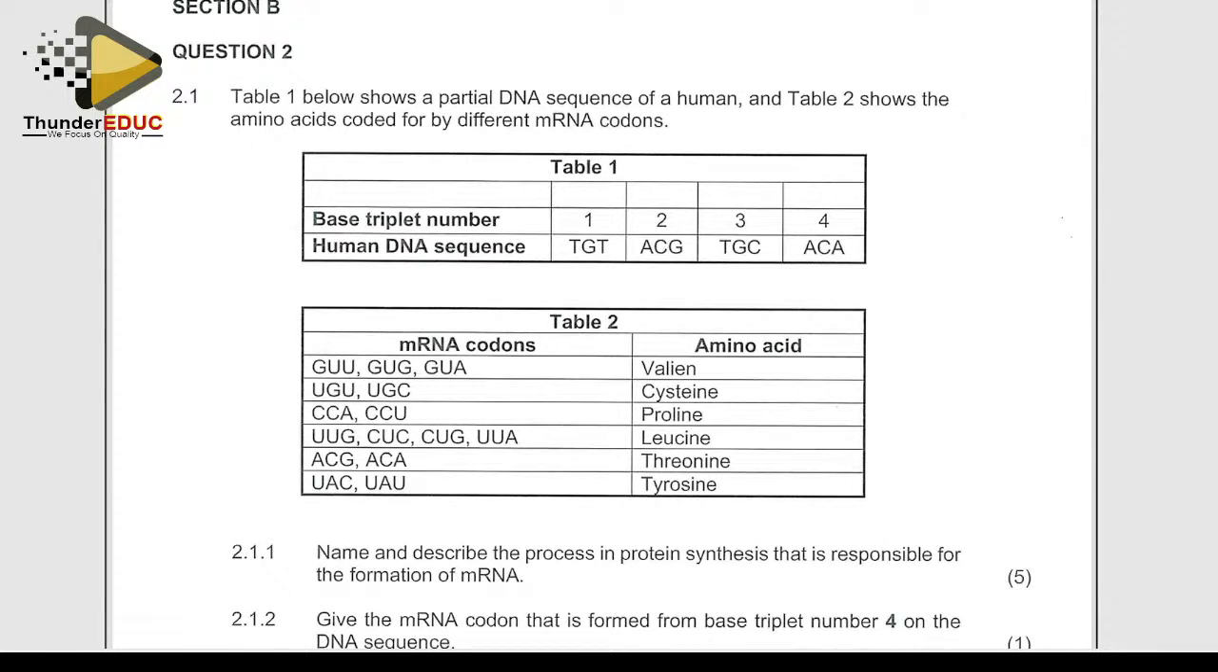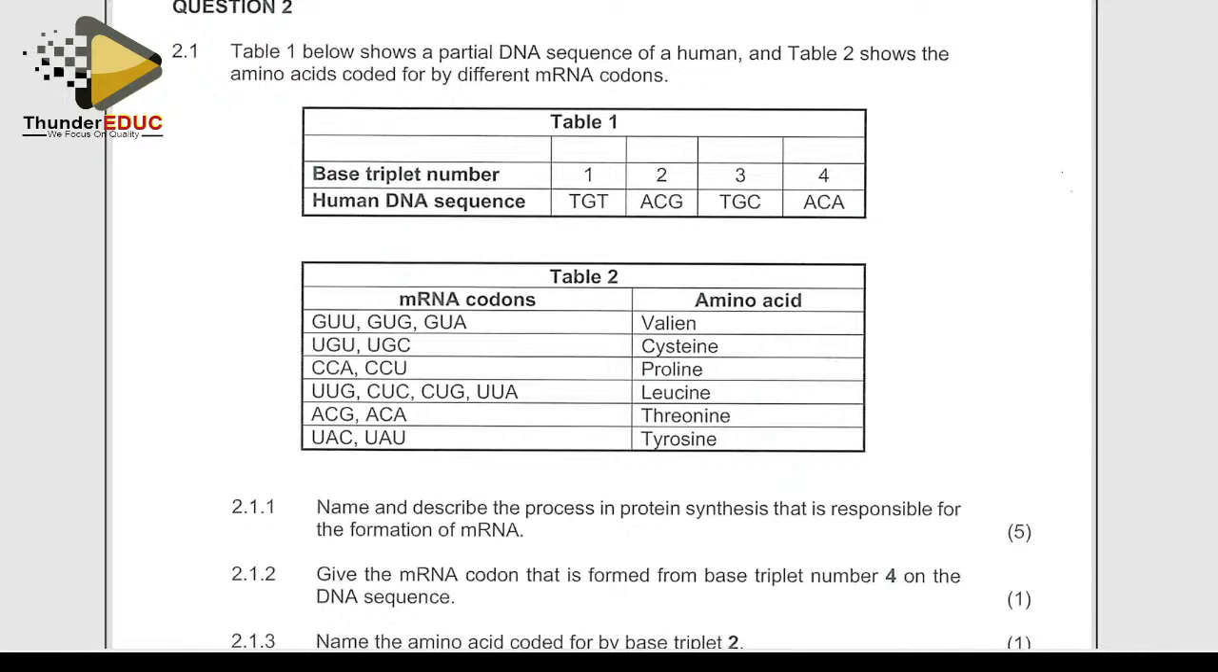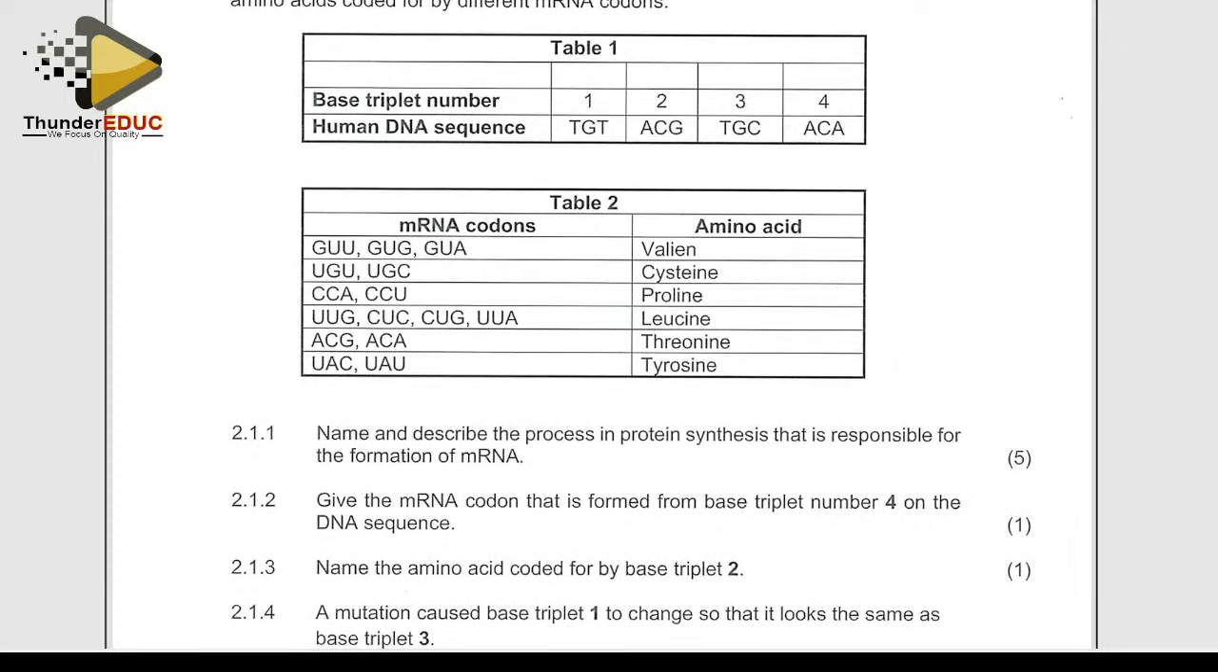Question 2. Let's go to question number 2. Table 1 shows the partial DNA sequence of human, and table 2 shows the amino acid coded for by different messenger RNA codons. Base triplets number 1, 2, 3, and 4 are on the human DNA molecule. Name and describe the process in protein synthesis that is responsible.